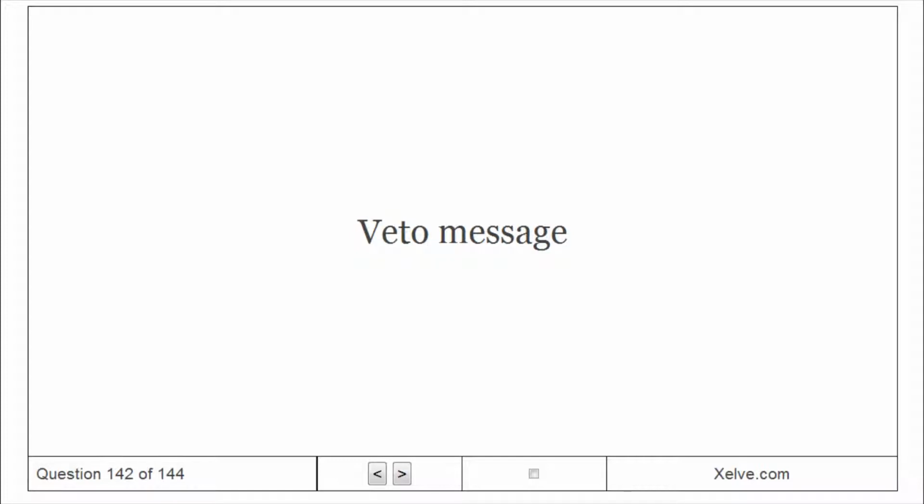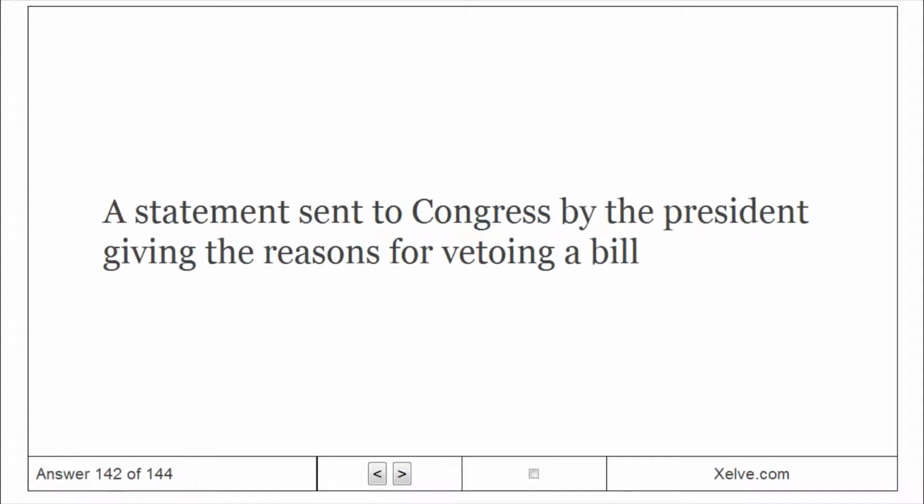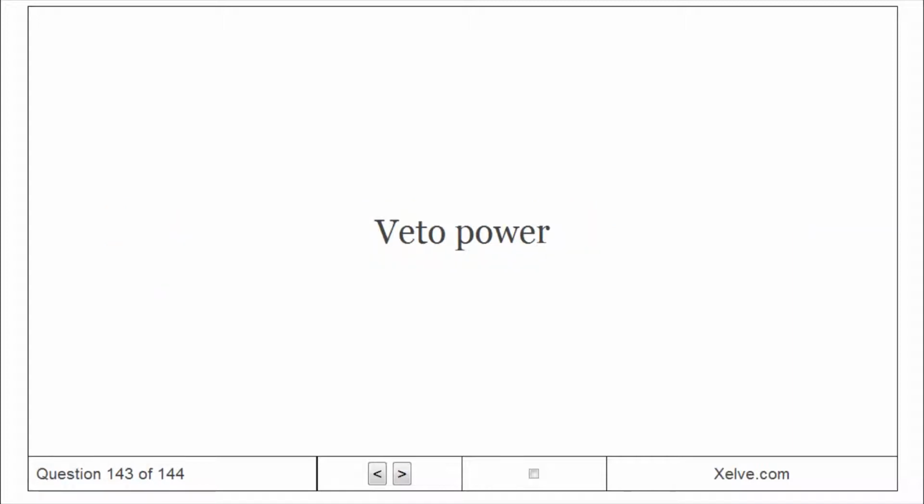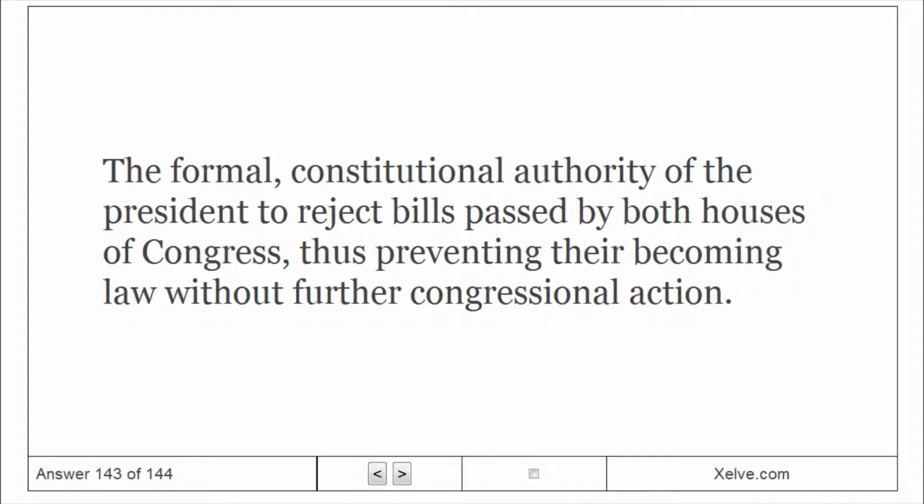Veto message. A statement sent to Congress by the President giving the reasons for vetoing a bill. Veto power. The formal, constitutional authority of the President to reject bills passed by both houses of Congress, thus preventing their becoming law without further congressional action.